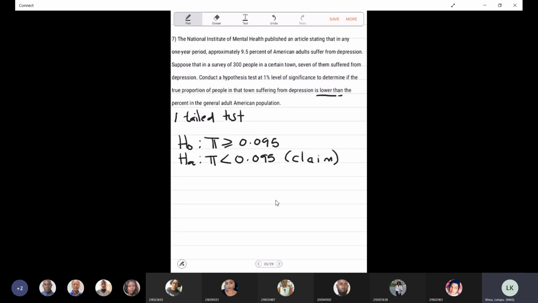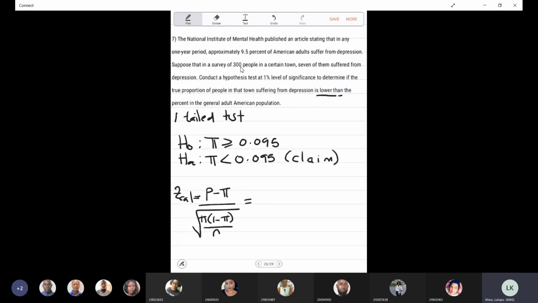Step number 2, we need to calculate a Z. So the Z that we calculate, we use the formula P minus pi over the big square root of pi multiplied by 1 minus pi, all over n, which should also be under the square root. And P is the number that you got from your sample.